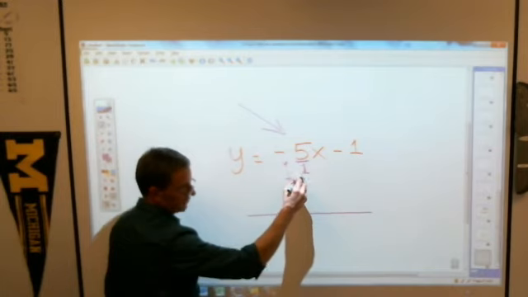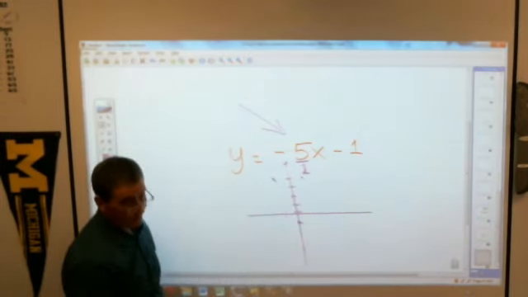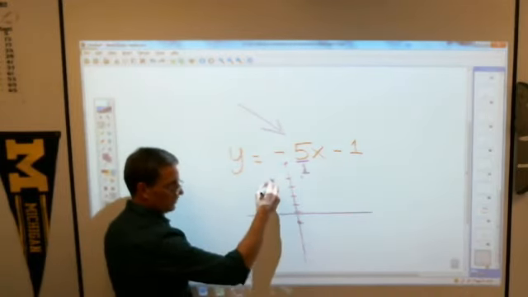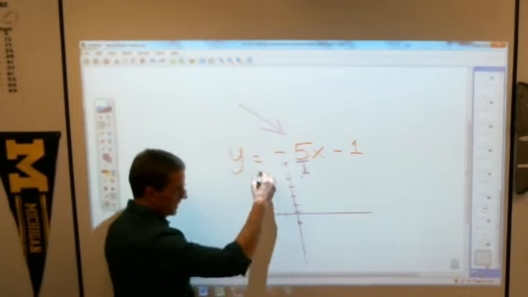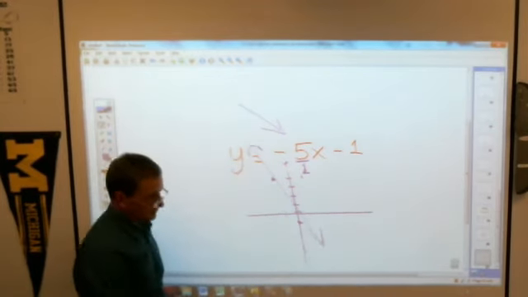Your choice is to go over 1 this way or to go over 1 this way, but there's only one way that you're going downhill, and that's to pick this over 1. So your line is going to be right there.